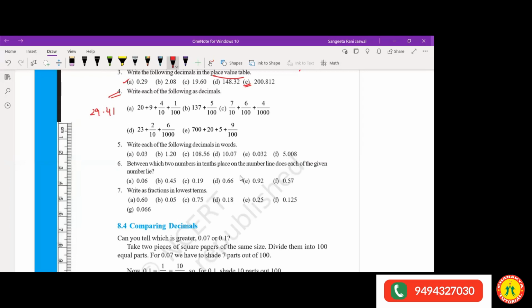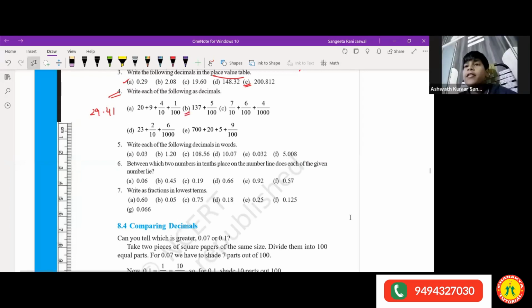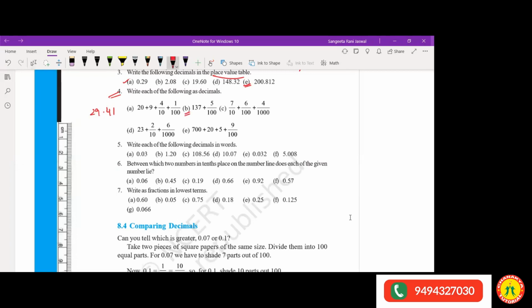Ashwath, tell me this B part. Ma'am, 137.05. Very nice. 137.05. Very good, Ashwath. Okay, now Charvik, you tell me this C part. So it is 0.764. Very good. Very good, Charvik.